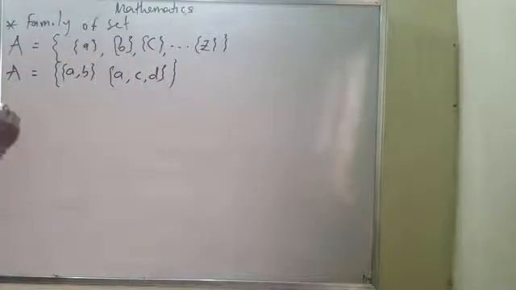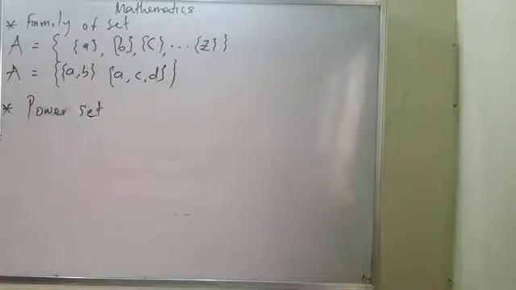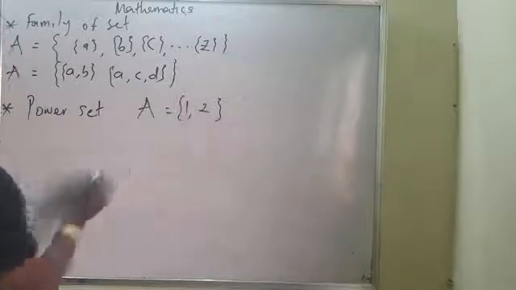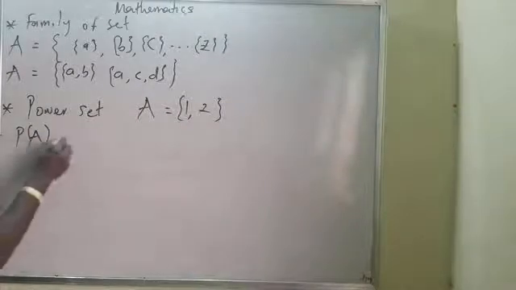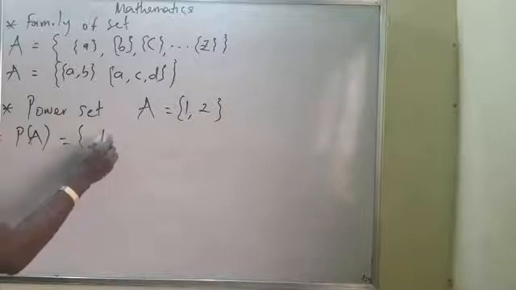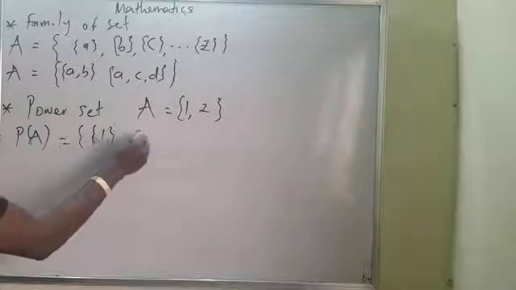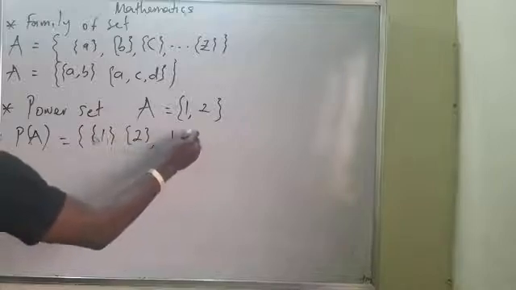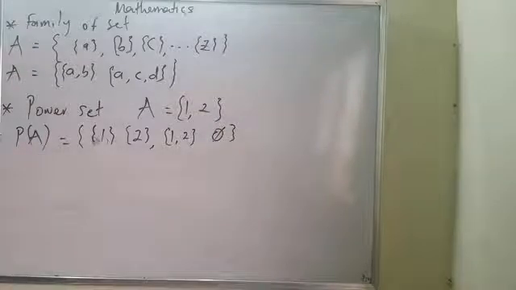Let me quickly explain power set. Now, power set, say I have A equals to {1, 2}. This is how we write power set: P of that particular set. It will be equals to {1}, {2}, {1, 2}, and the empty set. That is power set.